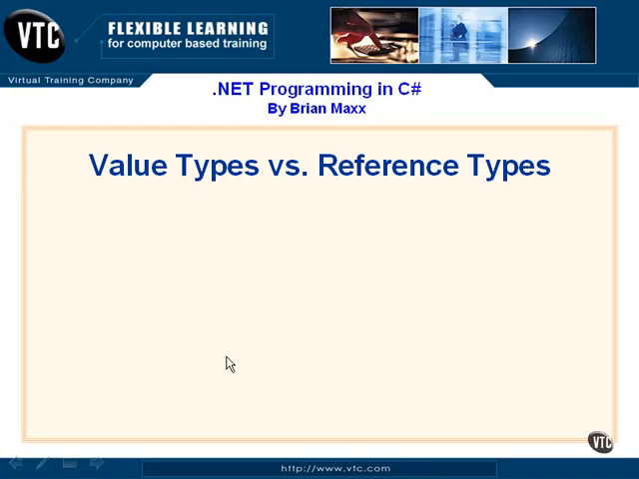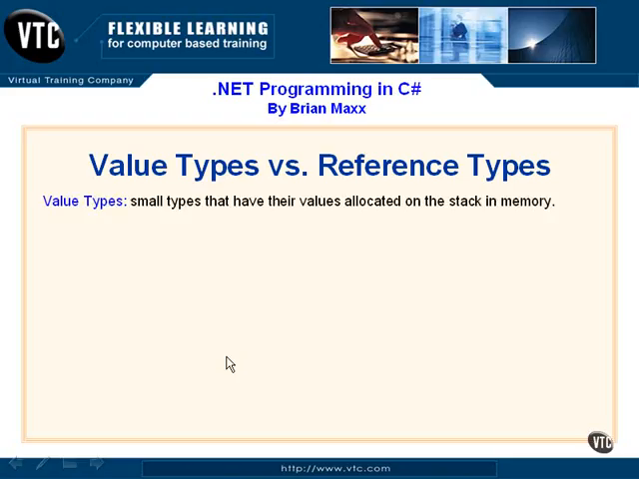Let's talk about value types and reference types. We know that the CLR is going to support these two different types. Value types are going to be allocated onto the stack in memory. And what that means is they are going to be served very easily within memory. And they're going to be pulled and pushed onto and off of the stack as they need to be.